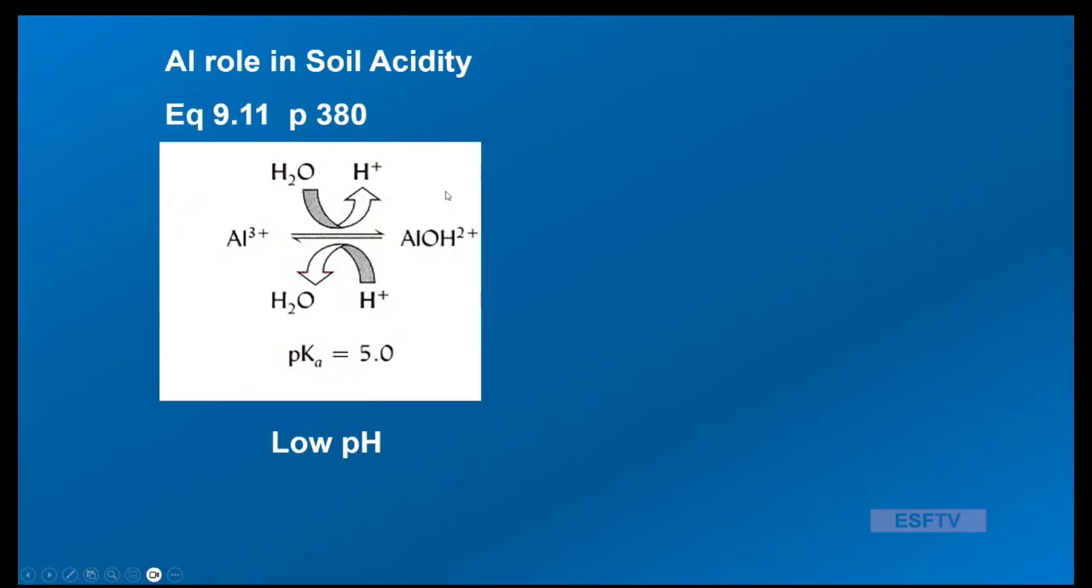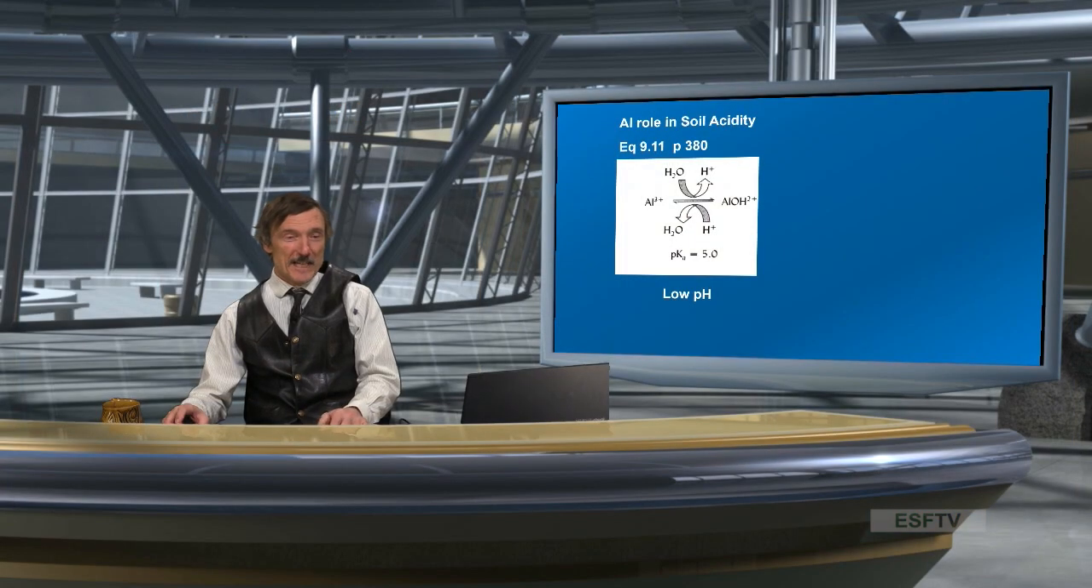Think about aluminum. Aluminum is ubiquitous in our soil systems, right? We have aluminosilicates. It builds up over time. It's one of the big players. And so we spend a lot of time thinking about how it influences soil acidity. It has a big role. And this kind of expresses it.